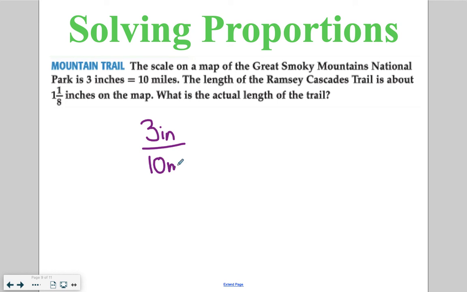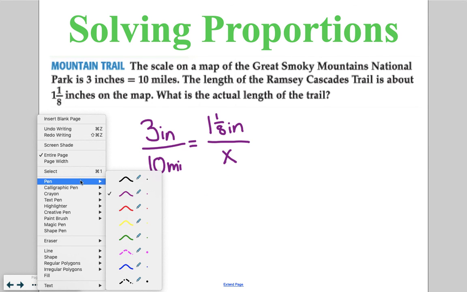I advise that you put those labels on and make them rates so that you know which value goes with which one. Then the second part is saying 1 1/8 inch. So that's going to go in the numerator because the inch was in the numerator of my first rate. And then I don't know how long the actual trail is, so I'm going to put the x there. Then we can go ahead and use the cross product property to solve.